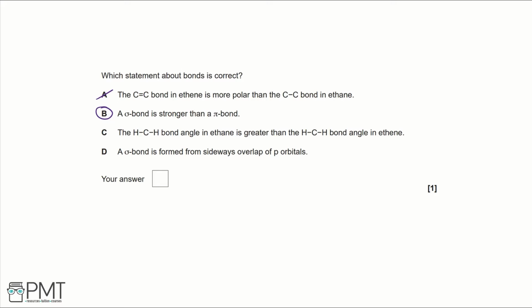So part C is asking about bond angles in ethane and ethene. If we draw ethane and ethene, starting with ethane, we have our carbon-carbon single bond and we have 6 hydrogens. So we can see that we've got 4 bonding pairs and no lone pairs, which makes it a tetrahedral structure with a bond angle of 109.5 degrees.